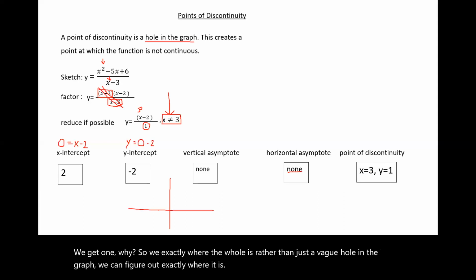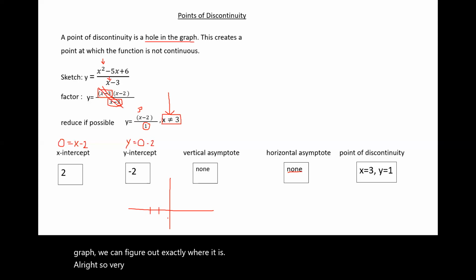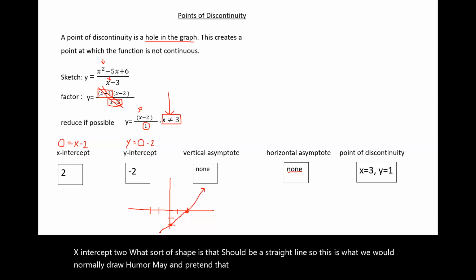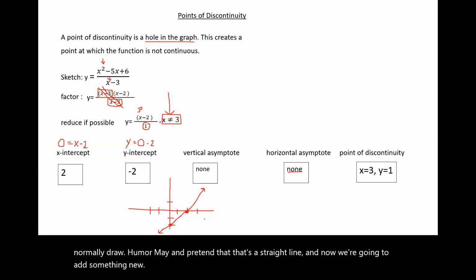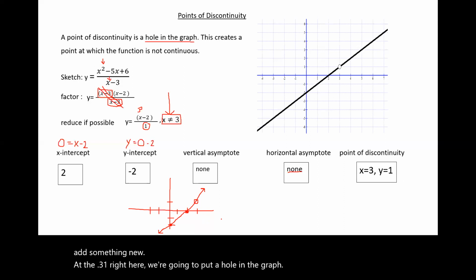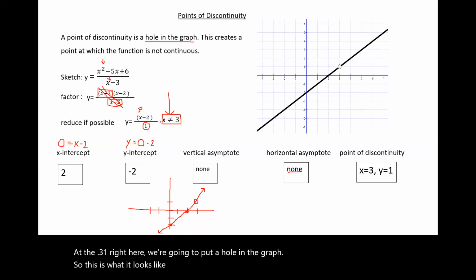All right, so very rough sketch. Y-intercept, negative 2. X-intercept 2. What sort of shape is that? Should be a straight line. So this is what we would normally draw. Humor me and pretend that that's a straight line. And now we're going to add something new. At the point 3, 1, right here, we're going to put a hole in the graph. So this is what it looks like. So here is our point of discontinuity at the point 3, 1.